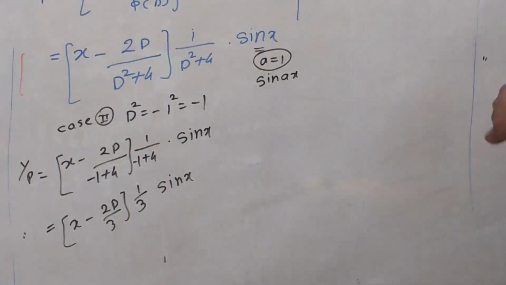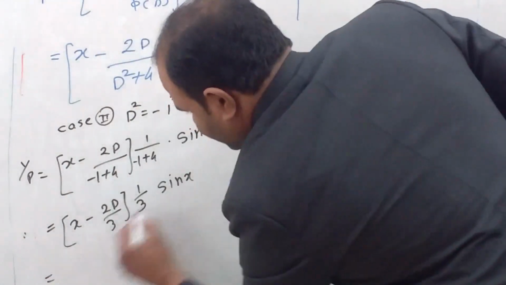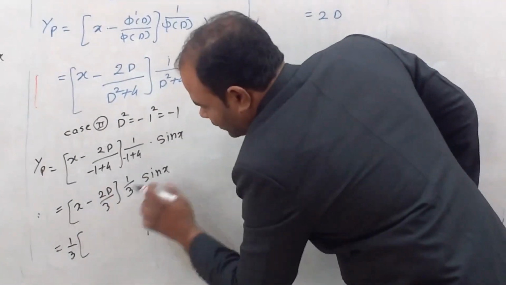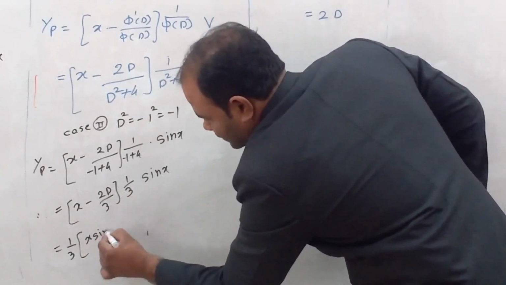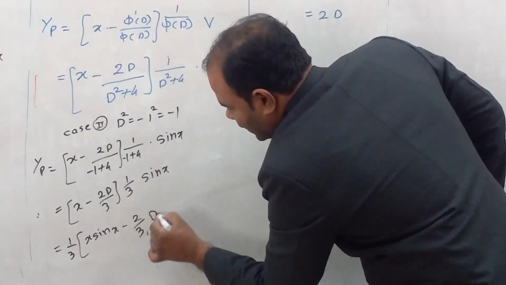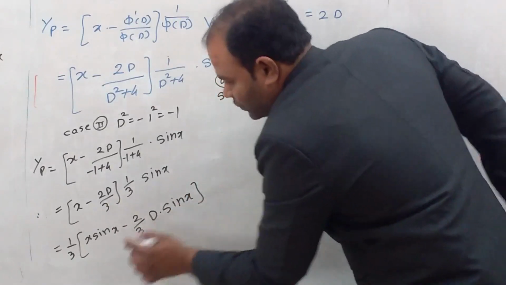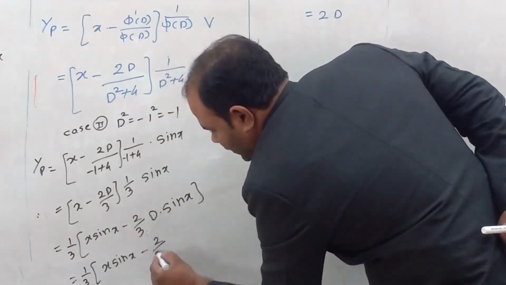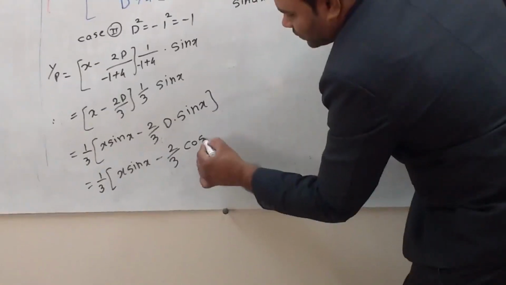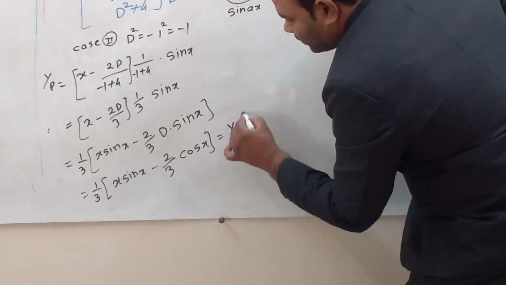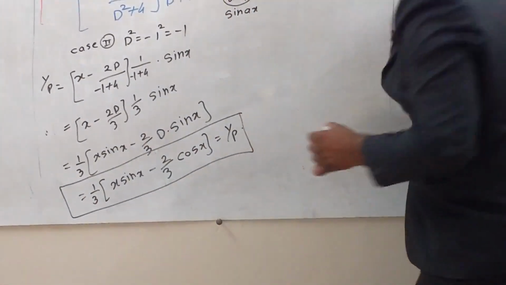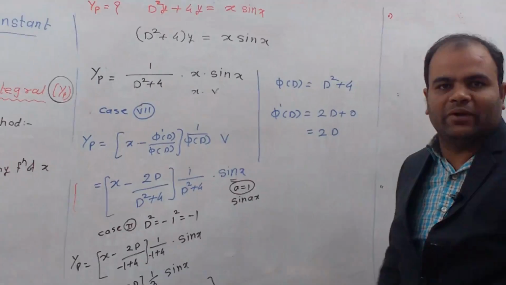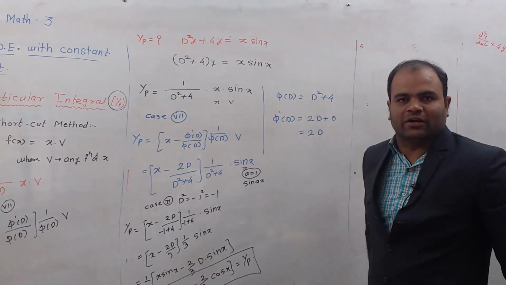Now simplify this equation. 1 by 3 is common, and x multiplied into sin x gives x sin x, minus 2 by 3 into D of sin x. Remember, D stands for derivative. So finally we get the value of yp as 1 by 3 into x sin x, minus 2 by 3 into D sin x, and the derivative of sin is cos. So this is the value of yp. Case 7 is very simple. By using this numerical, we can understand how to implement case number 7 and find a particular integral. Thank you.